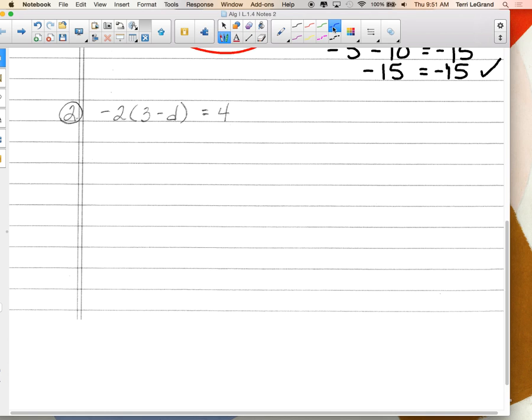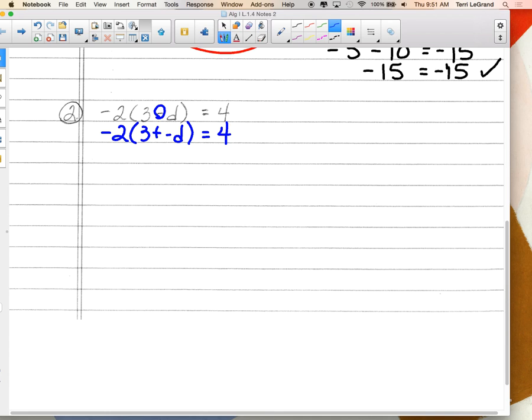Here's what I mean. Negative 2 is going to stay negative 2. 3 is going to stay 3. But this subtraction right here is going to become add. And what is the opposite of D? Negative D. Now, can you say that you've done that in the past? Yeah. Some of us? Do we have all of us yet?